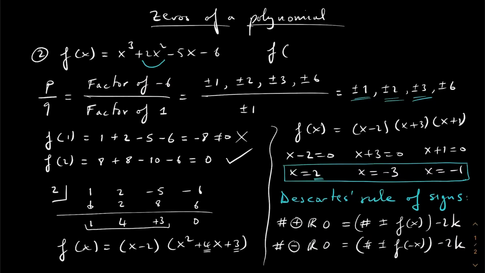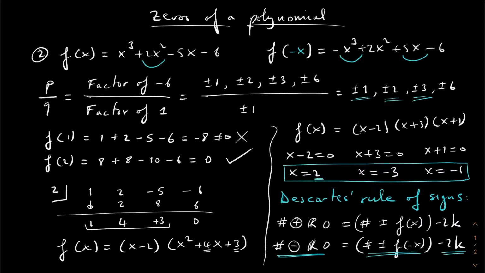Also, if I write f of negative x here, that's going to be equal to negative x cubed plus 2x squared plus 5x minus 6. And if you look at this, you have one sign change here and another one here. What that means is that the polynomial f of x would have either 2 negative real zeros or 0 negative real zeros. Because remember, the number of real zeros is either going to be equal to the number of sign changes or the number of sign changes minus a multiple of 2.